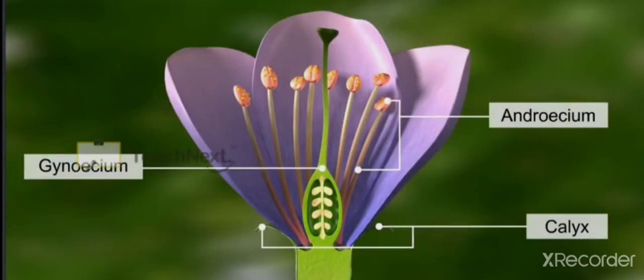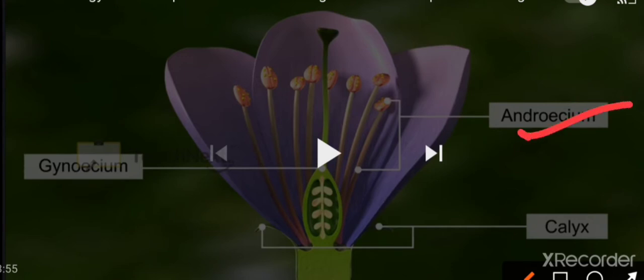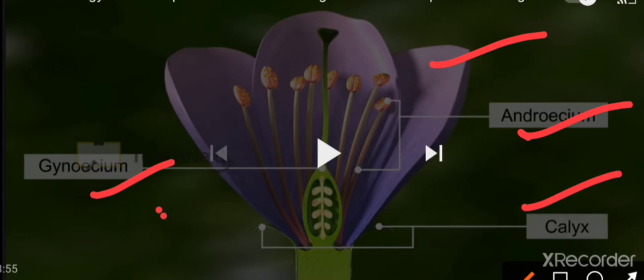So the different whorls of the flower include the androecium, gynoecium, calyx, and one more whorl, that is corolla. We know that gynoecium is the female reproductive part of the flower, and androecium is the male reproductive part. And here you can see the calyx. Calyx includes sepals. Then you can see here the corolla. Corolla includes the petals. And we know the functions of different whorls, isn't it?